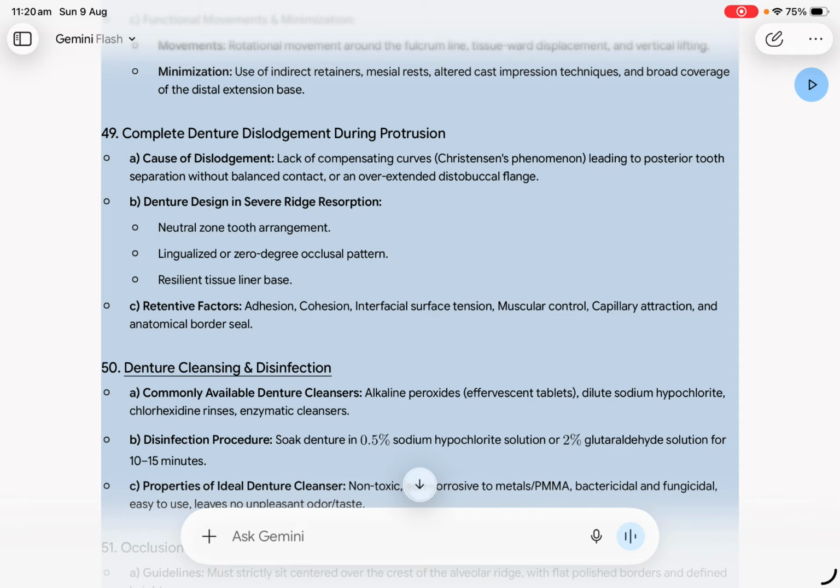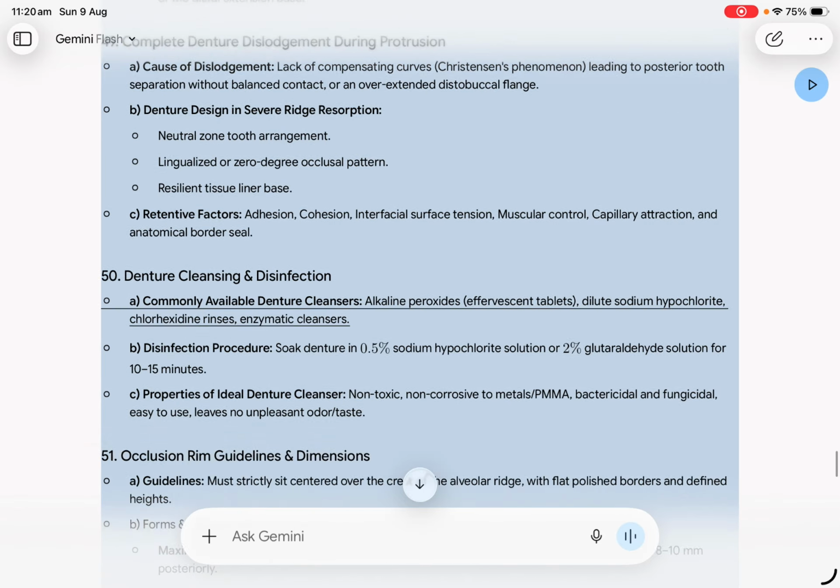50. Denture cleansing and disinfection. A. Commonly available denture cleansers: alkaline peroxides, effervescent tablets, dilute sodium hypochlorite, chlorhexidine rinses, enzymatic cleansers. B. Disinfection procedure: soak denture in sodium hypochlorite solution or glutaraldehyde solution for 10 to 15 minutes.